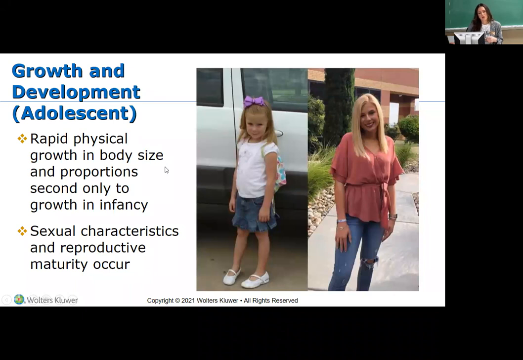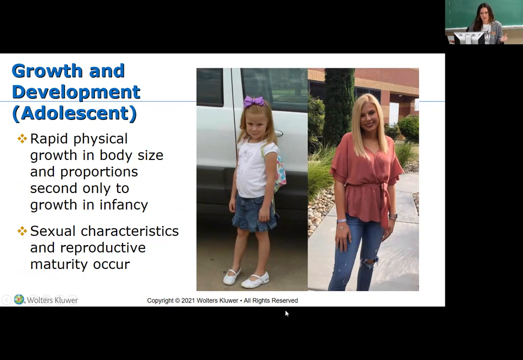One of the things about growth and development, look, I added pictures of my daughter. This was her first day of kindergarten, and then this was Brecken on her first day of her senior year. As you can tell, there's a rapid physical growth that happens during this time, that is only second to the rapid growth in infancy. They have this burst of growth when they're infants, and then as they become adolescents, they have this second rapid growth during their adolescence.